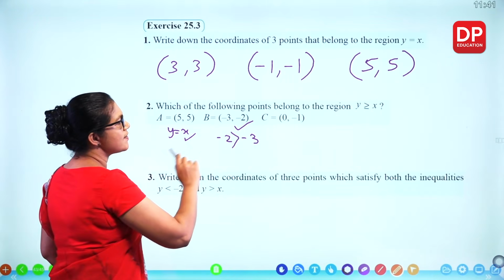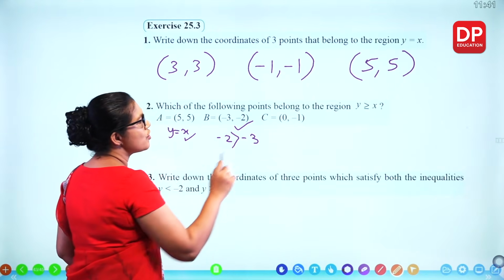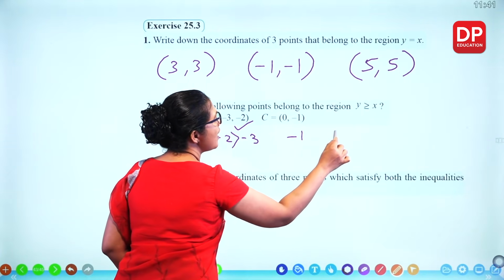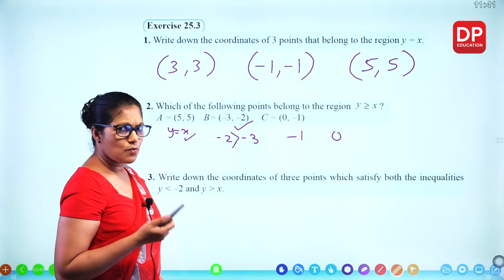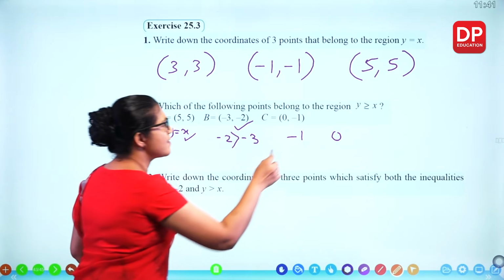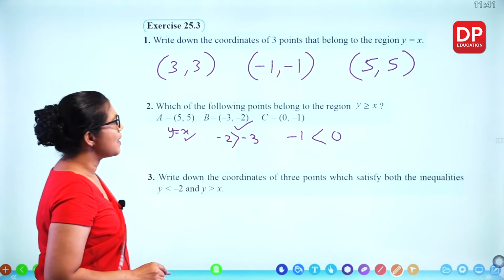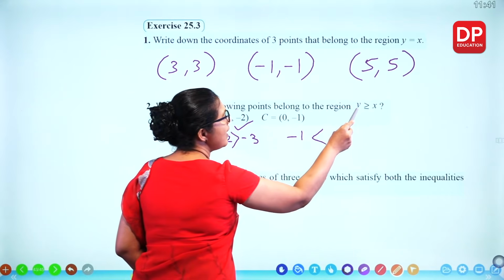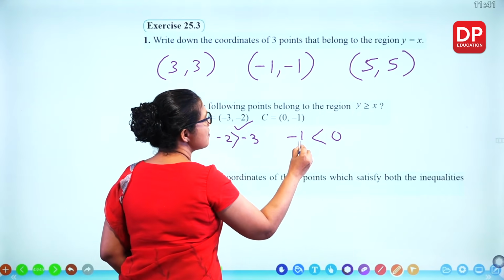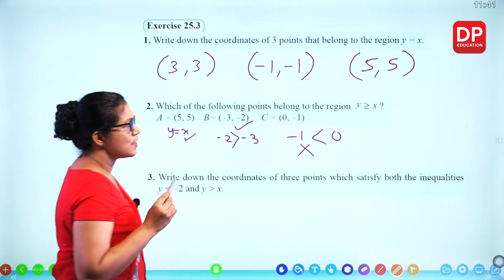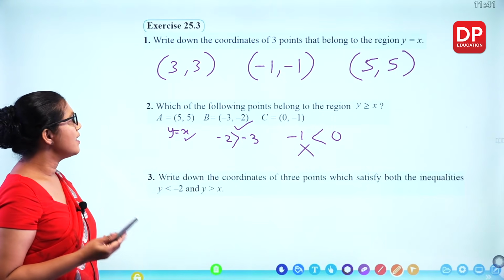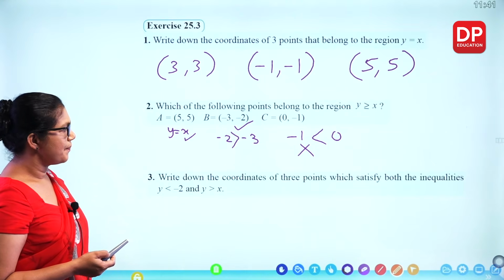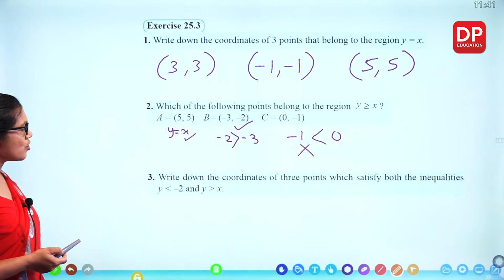What about this one? 0, -1. When you take this one, this is -1 and 0. Which one is greater, -1 or 0? 0 is greater. So this side. But your inequality is this side. So this point is not satisfying this inequality. So which points satisfy this one? A and B.